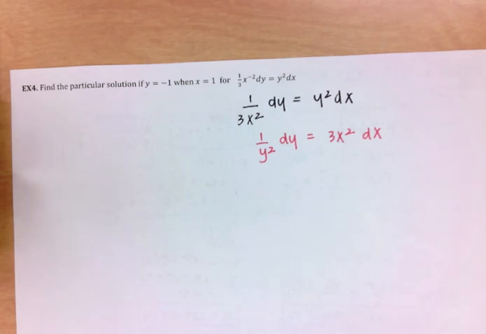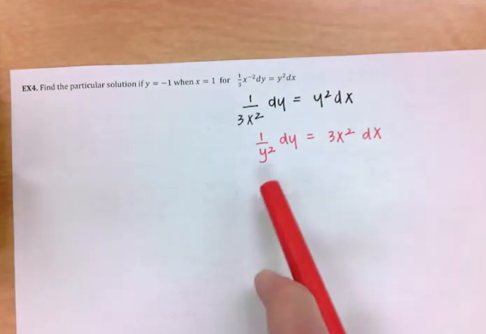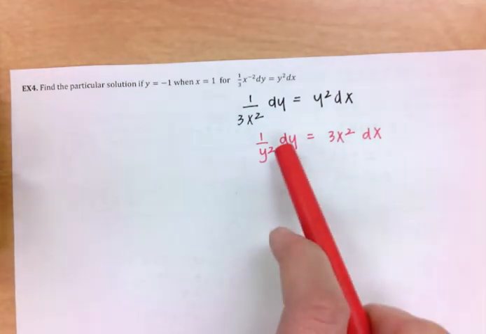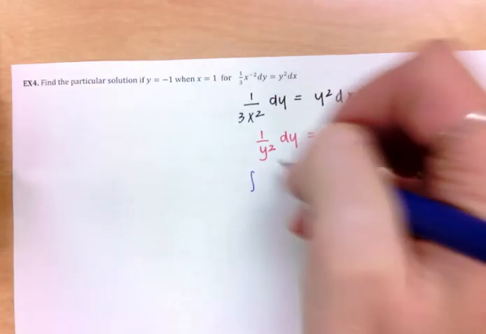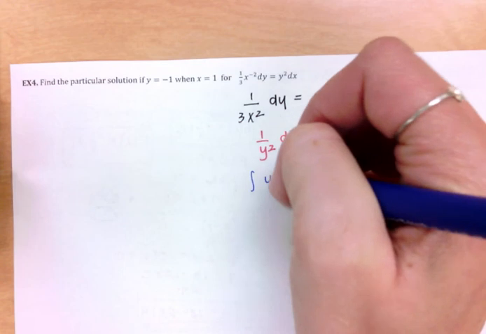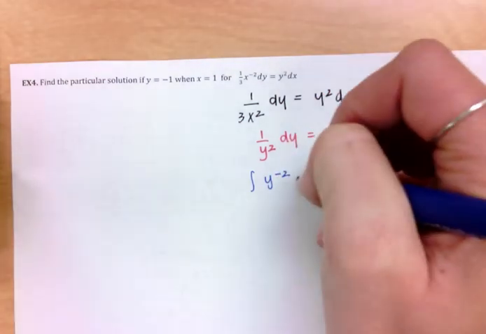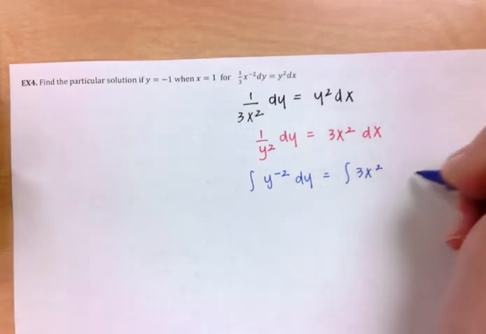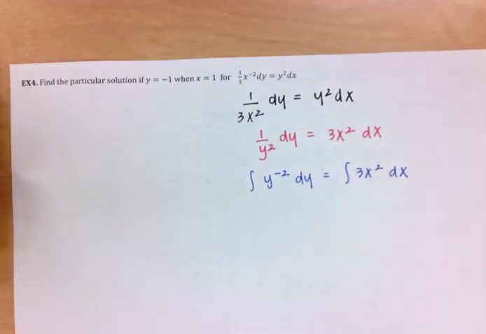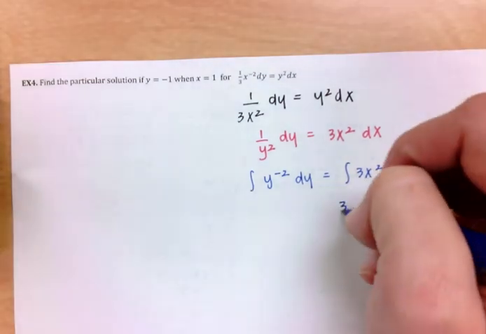Okay, so now I know that I'm trying to find the particular solution, so I need to find y. Right now I have a dy, so I need to integrate. When I integrate, it's easier for me to look at this as y to the negative 2, and then I integrate 3x squared dx. If you want to rewrite that, you can pull out the 3.